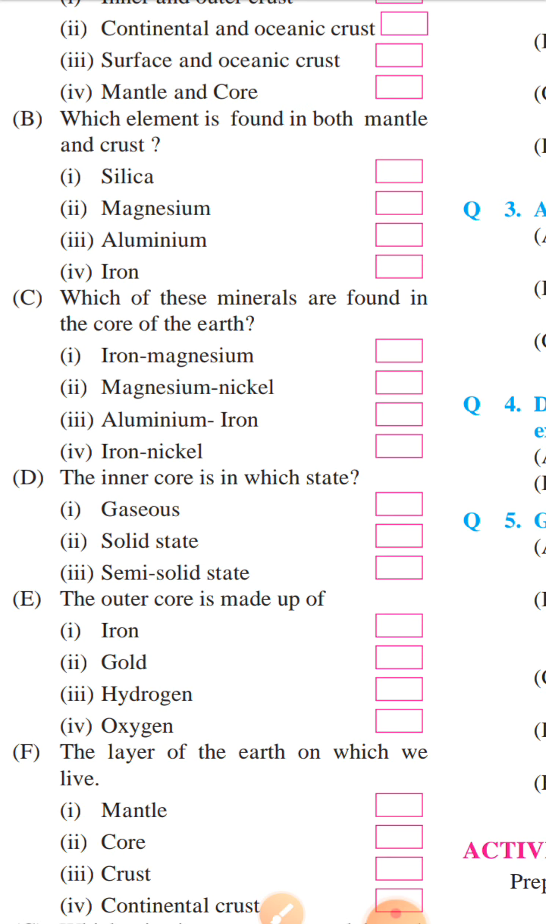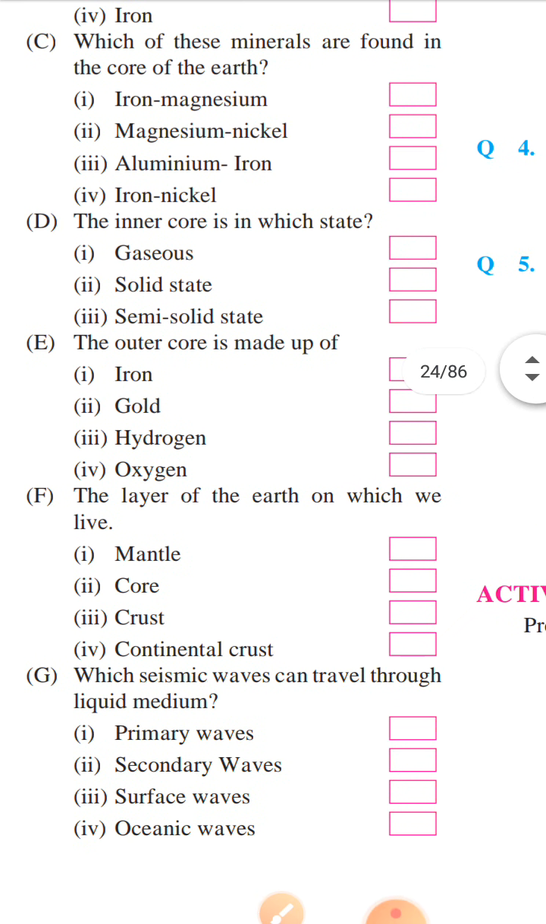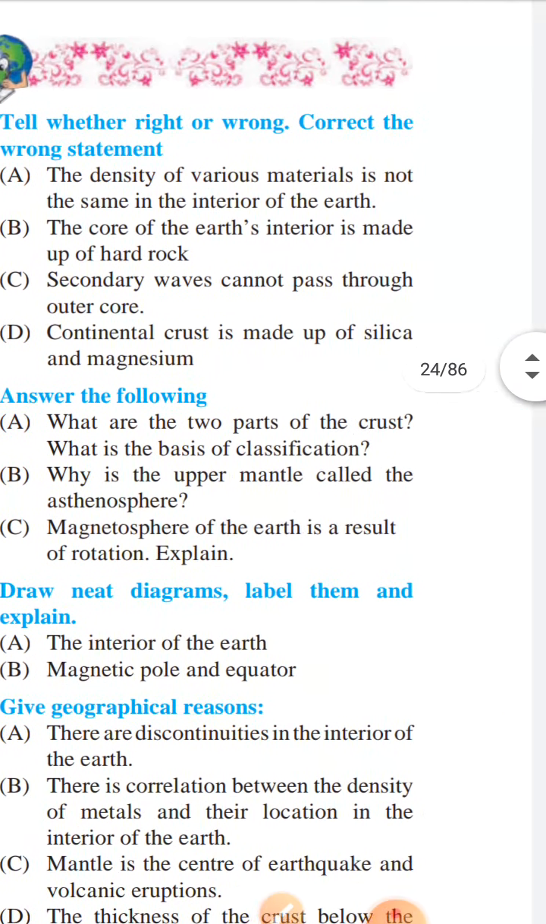The inner core is in which state? It is in a solid state. Second option is correct. The outer core is made of iron. First option is correct. Then the layer of the earth on which we live, continental crust. Fourth one is correct. Which seismic waves can travel through the liquid medium? Primary waves. The first option is the correct option. Clear everyone? Now look at the second question.